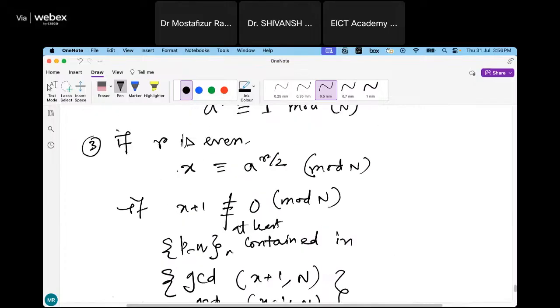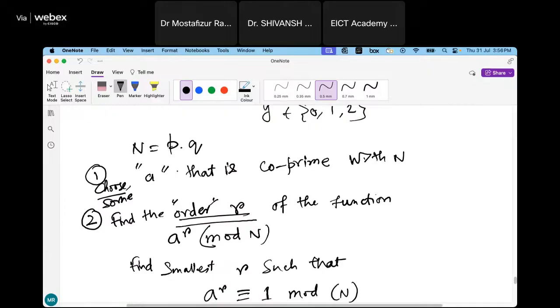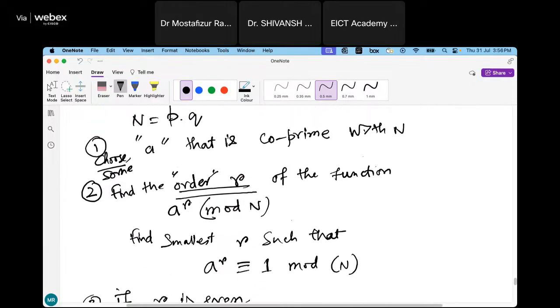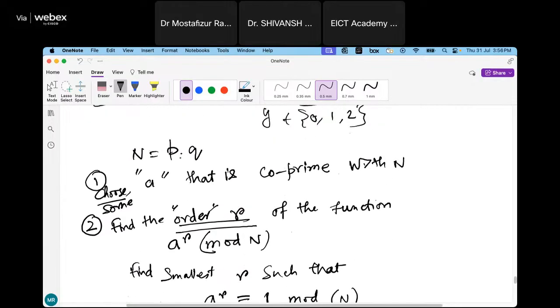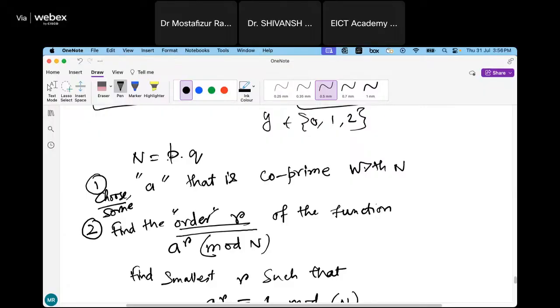Okay, so there is one question. Can you explain the first 2 points? So basically, if you have a large number N, and there are factors P and Q, but you don't know what P and Q are, how do you find P and Q?